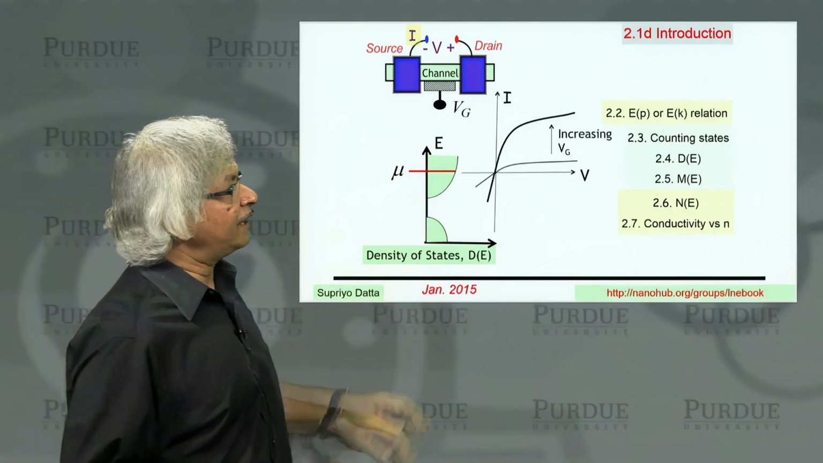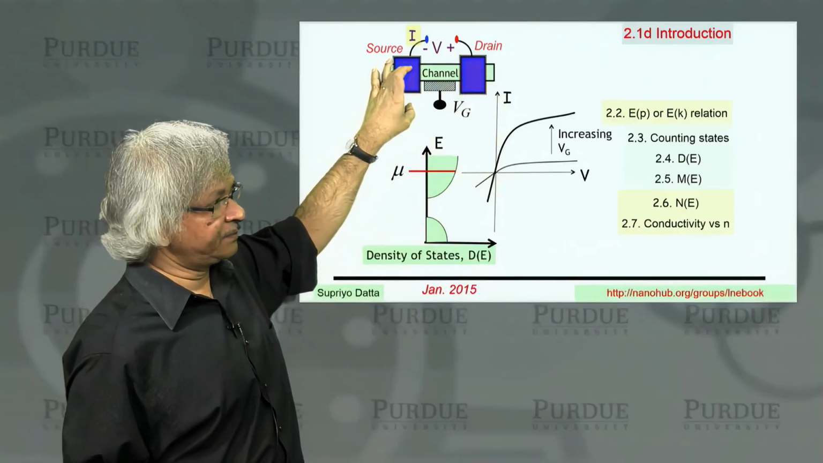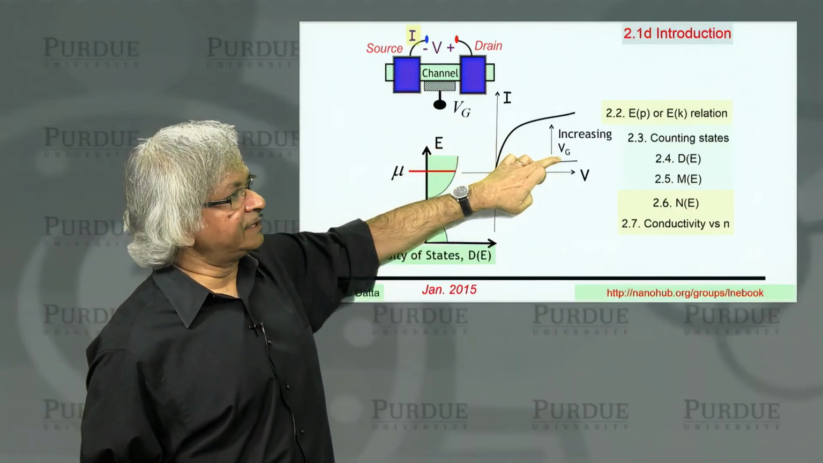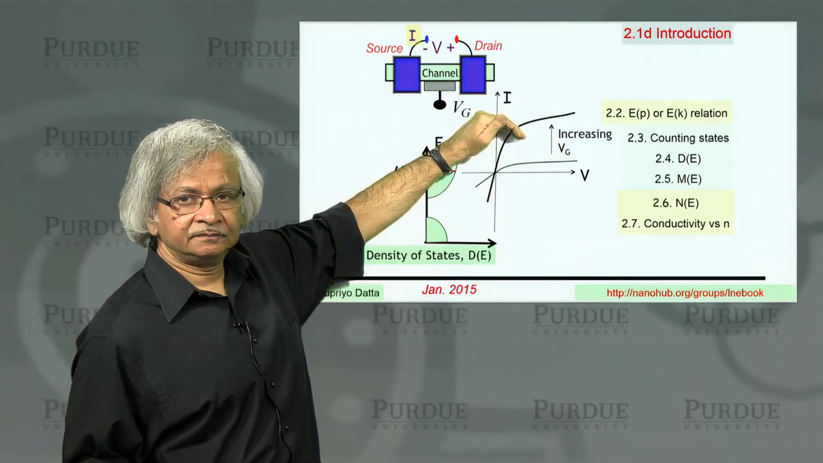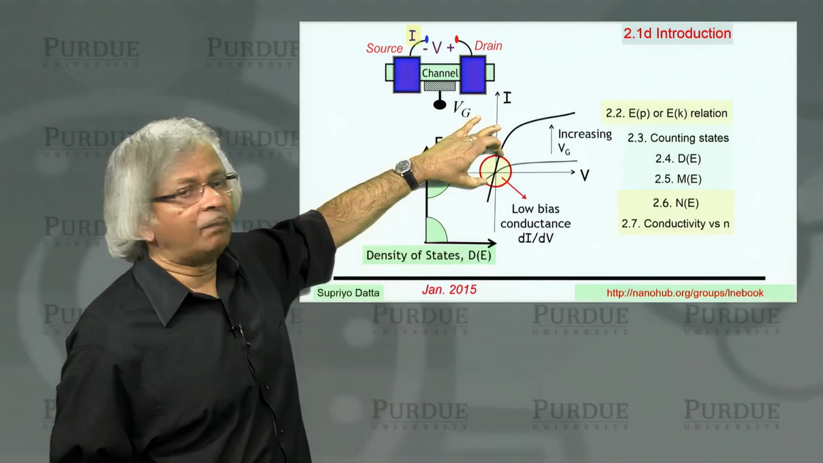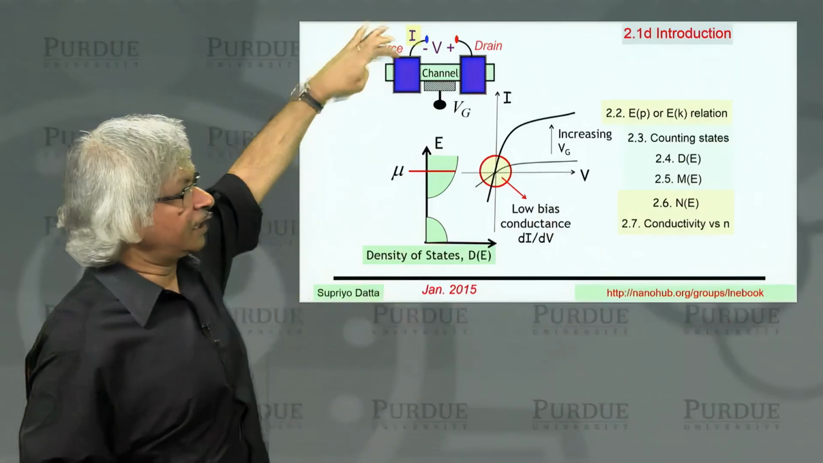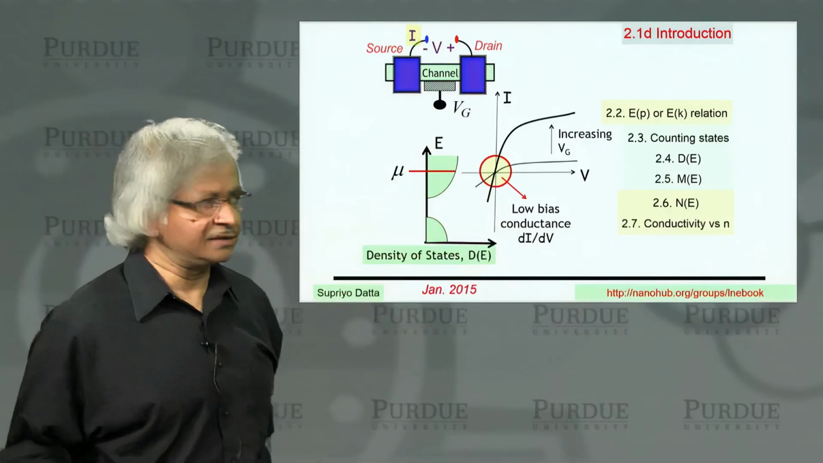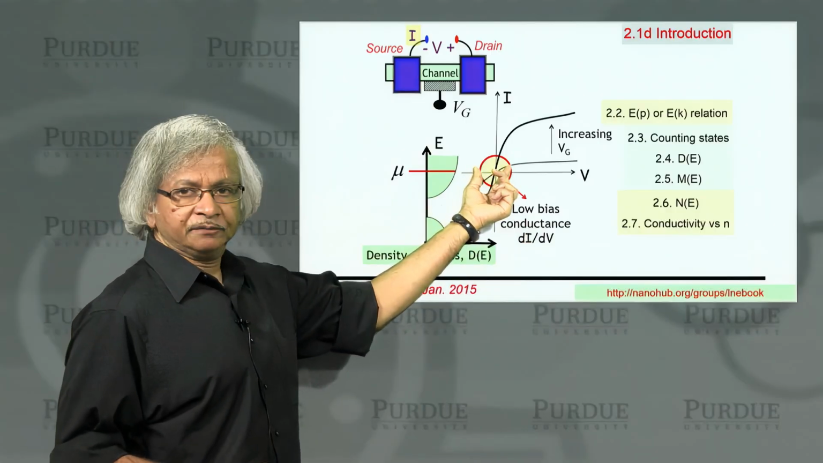So usually you'd have a current versus voltage relation looking something like this for a transistor, where depending on the gate voltage, as you make the gate voltage more and more positive, it will conduct better. So you'll get more and more current. And so far, of course, we have been talking about this low bias regime. That is when you have a relatively low voltage across the entire device. So we are talking about this regime. That's what you call the low bias conductance. And so we have been talking about this dI/dV around the origin.